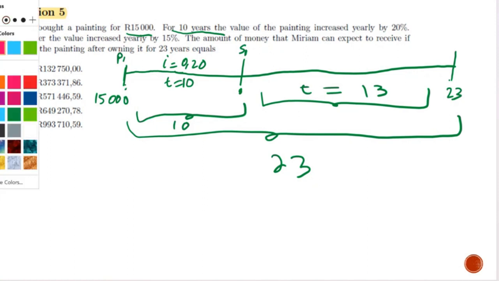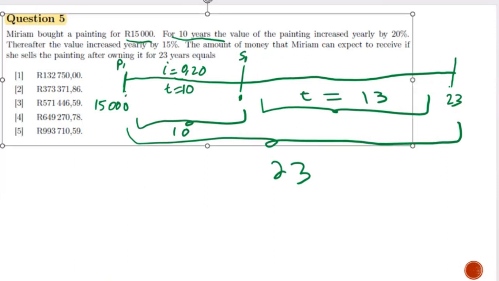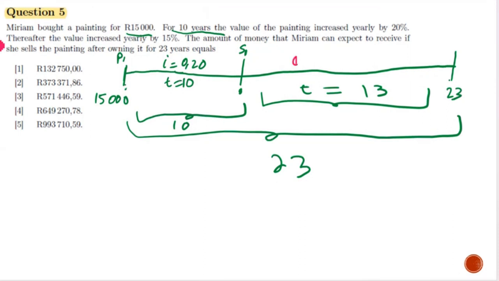Let me get a different color. And here you are told, thereafter, after this period, this thing increased yearly. So you've got a second interest here. Let's say this one is I1. So you've got a second interest during this period of 13 years. So your I2 is equal to 0.15, and you are told that it is increased yearly.